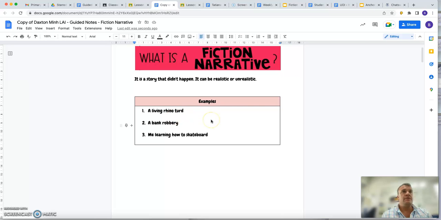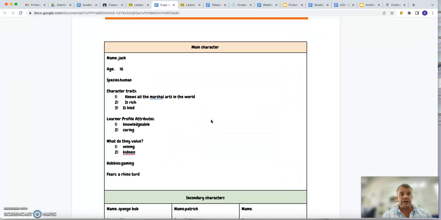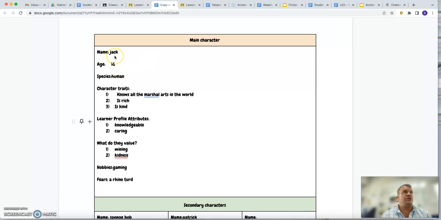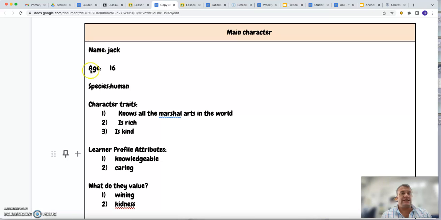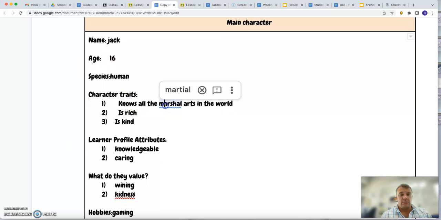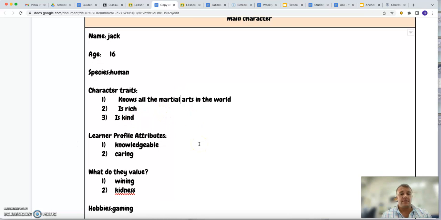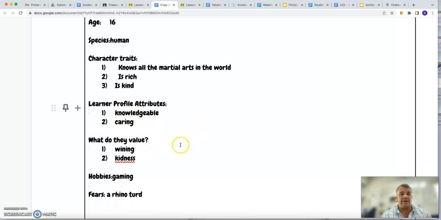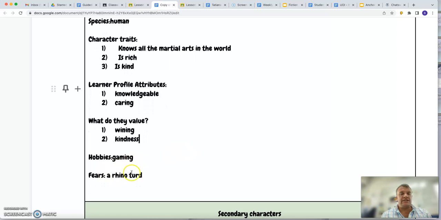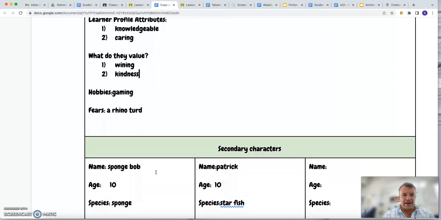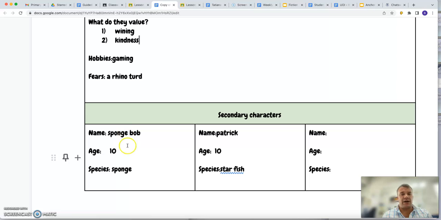Bank robbery? Okay. So, young Daxton, we know that he has his character named Jack. Jack is 16. He's a human. He knows martial arts. He's rich and kind. His learner profile, he's knowledgeable and caring. And he values winning and kindness. He is scared of a rhino turd. Now we have his secondary characters: SpongeBob, Patrick, and the invisible person.